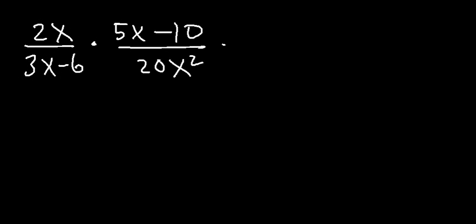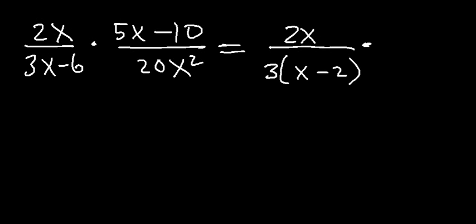So once again, factor everything. There's really not much we can do with the 2x. However, the 3x minus 6, we can take out a 3. 3x divided by 3 is x, and negative 6 divided by 3 is negative 2. And for the 5x minus 10, we can factor out a 5, and we'll get x minus 2.